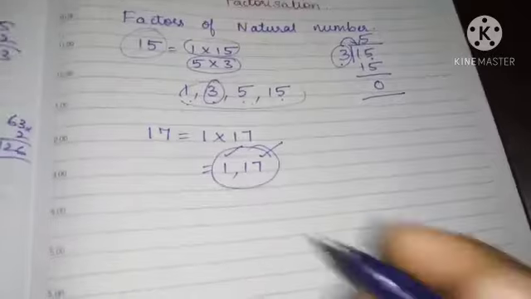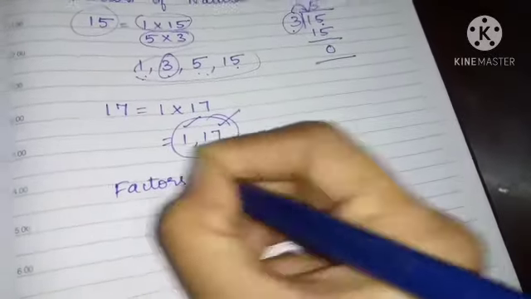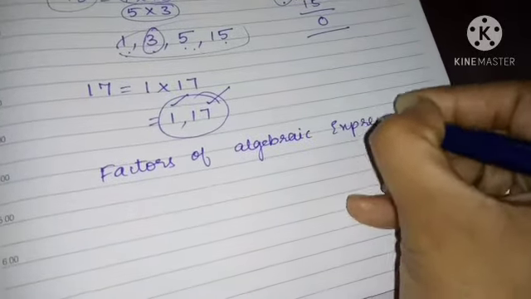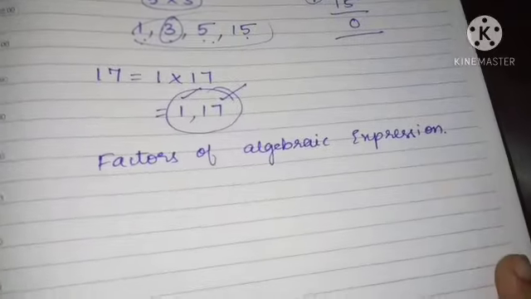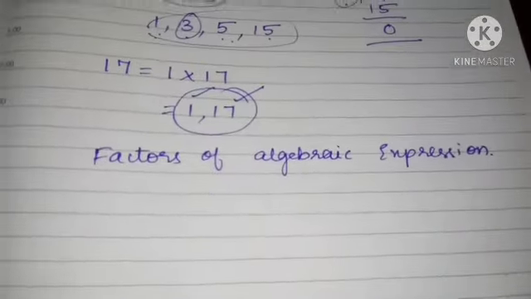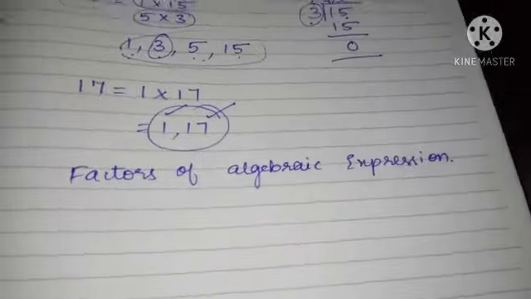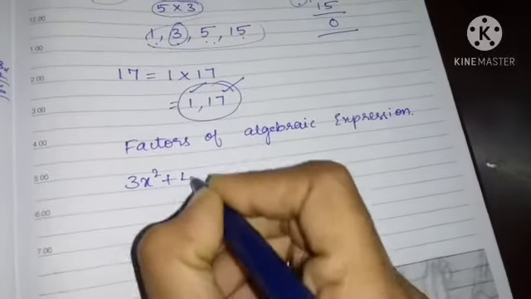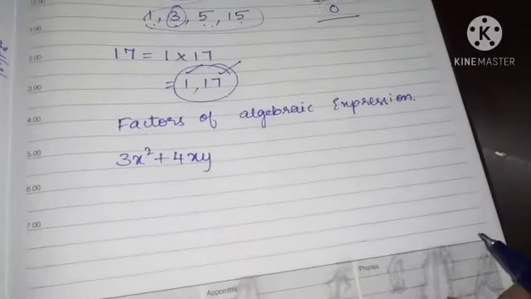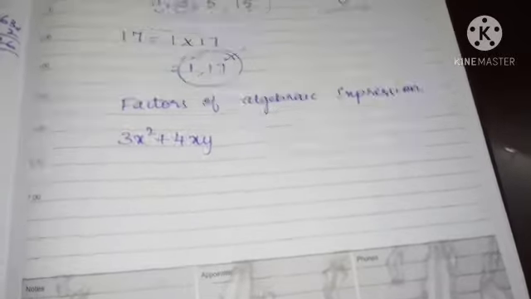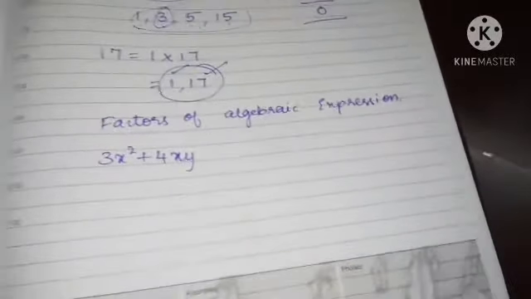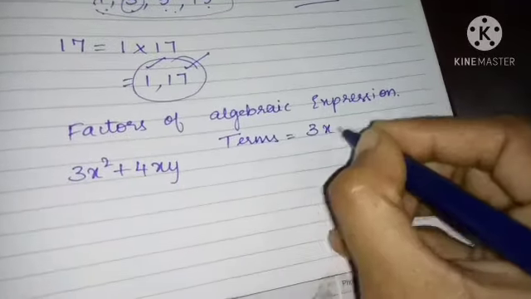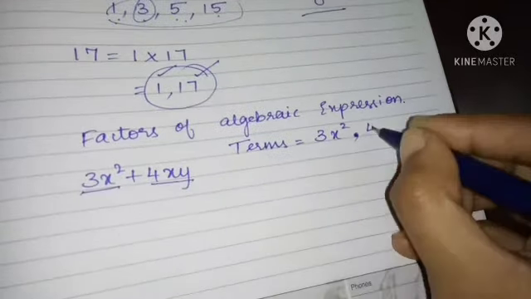Next, factors of an algebraic expression. You know what an algebraic expression is, right? In that we are going to find the factors. This we have already used in our previous class, 7th standard, where we found the factors of the algebraic expression. 3x square plus 4xy is one algebraic expression. Why is it called an algebraic expression? Because it has variables, constants, operators, everything. So first we will separate the terms. What are the terms here? 3x square is one term and 4xy is another term, correct?